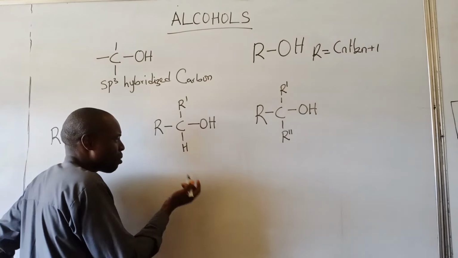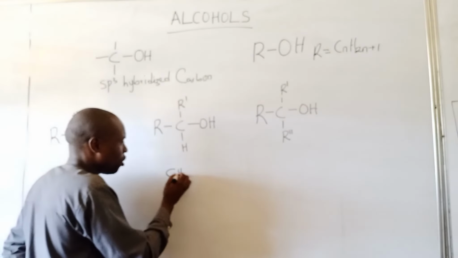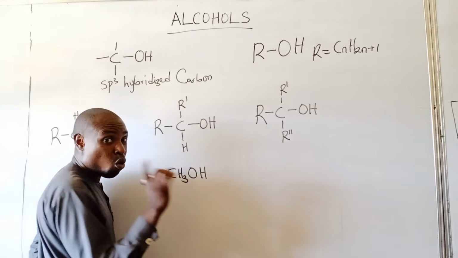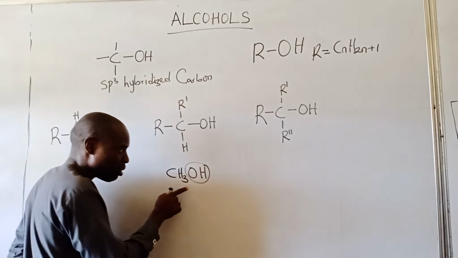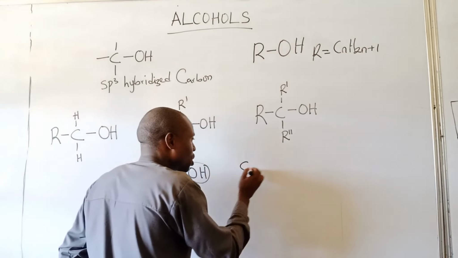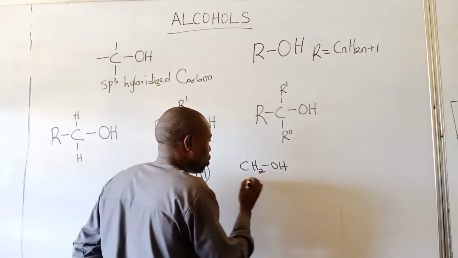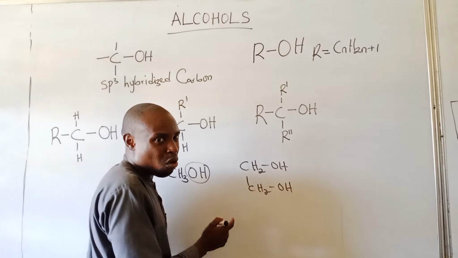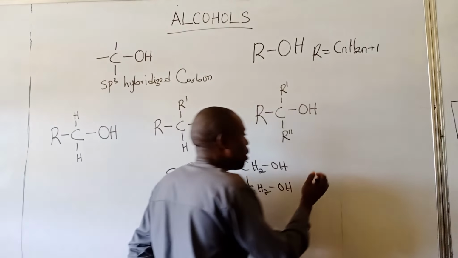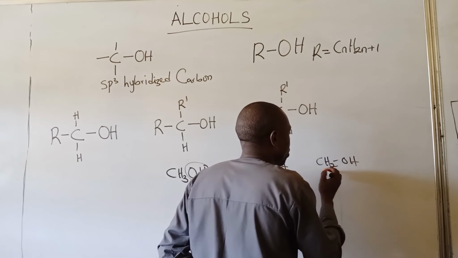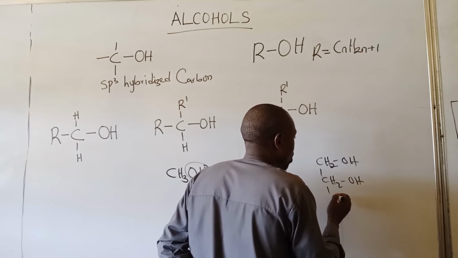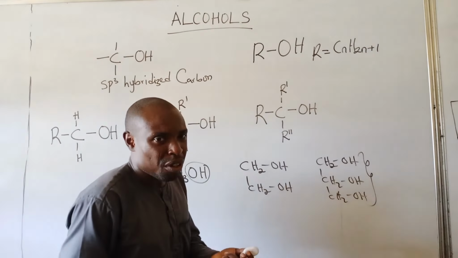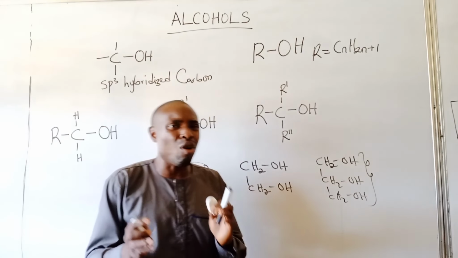Now, for example, if I'm having something like CH3OH, this is an example of a monohydric alcohol. Why? Only one hydroxy group is involved. But in the case of CH2OH, CH2OH, this is a dihydric alcohol. Now, as in the case again of CH2OH, CH2OH, CH2OH, this is a very good example of a trihydric alcohol.